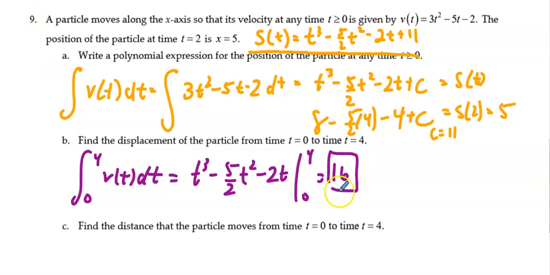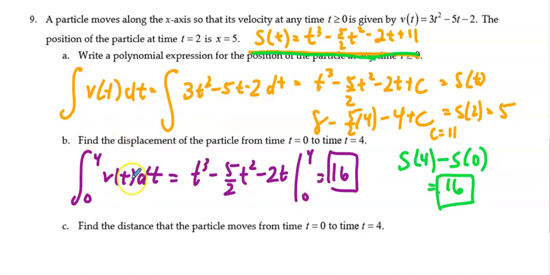You get 16. Well, there was another way to do the problem. I know some of you have been thinking, what if we did s of 4 minus s of 0? Well, yeah, we already know what s of t is now, so we could absolutely plug in s of 4 here, and then minus s of 0, and yes, we would also get 16. So this is another way of showing that this is simply equal to this. Both of those ways are fine.